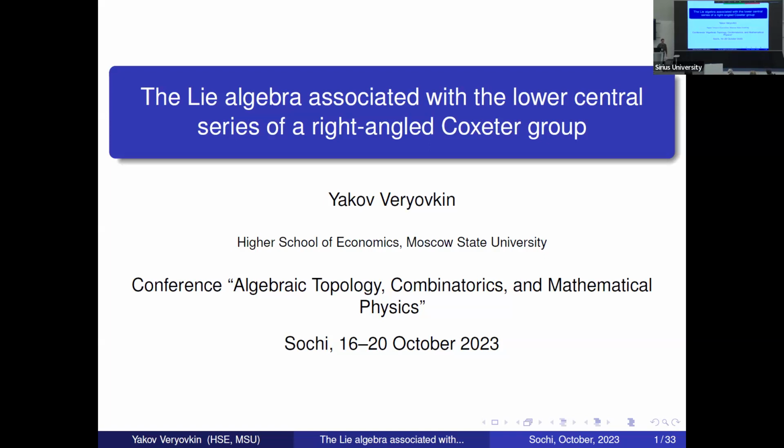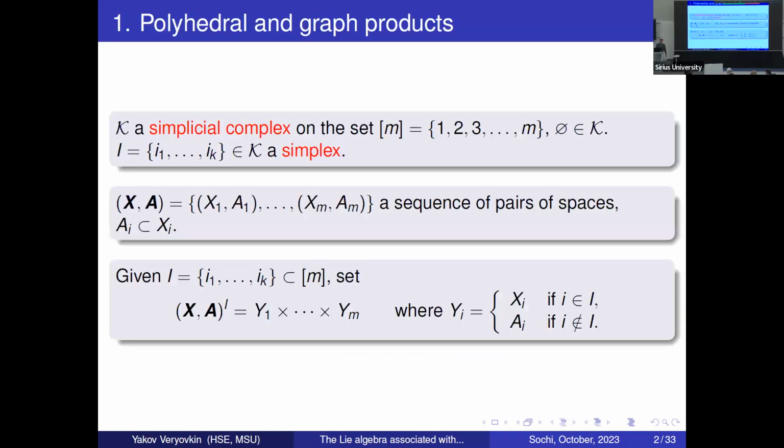My talk is on the Lie algebra associated with the lower central series of a right-angled Coxeter group. Let K be a simplicial complex on the set M, where M is the set of numbers from 1 to m, and the empty set is in K. Any element of K is a simplex.